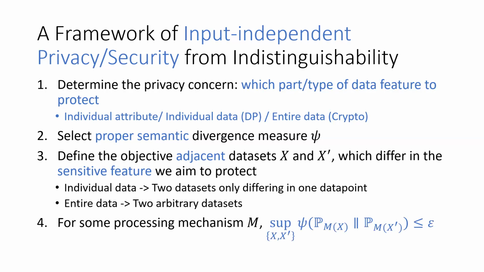And the last step, we need to quantify the security: how secure your mechanism is. We need to worry about the worst case, or the largest divergence between the two likelihood functions produced by two adjacent datasets X and X prime. This upper bound, captured by epsilon, will be our privacy parameter.